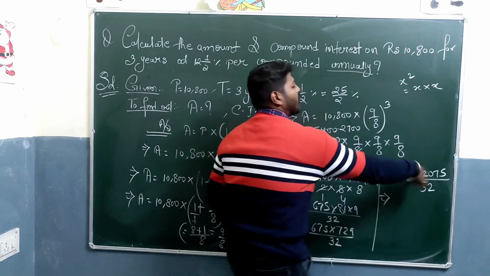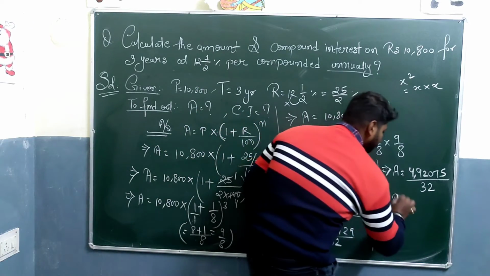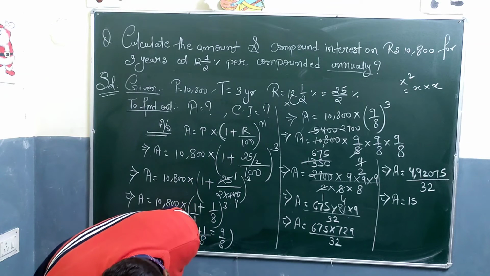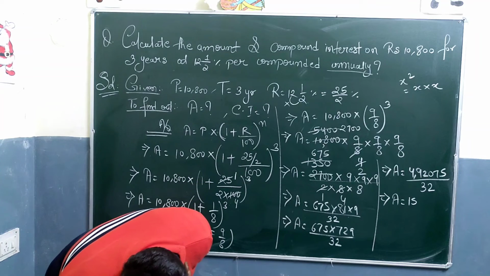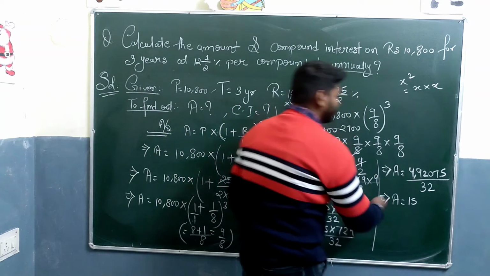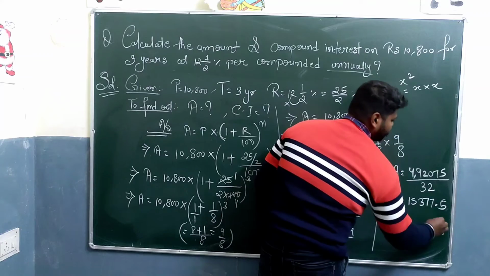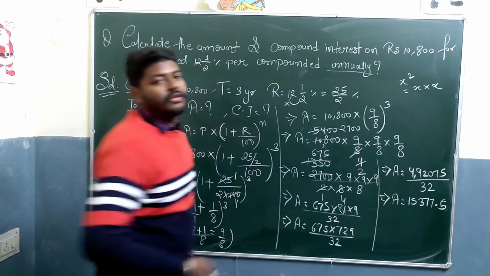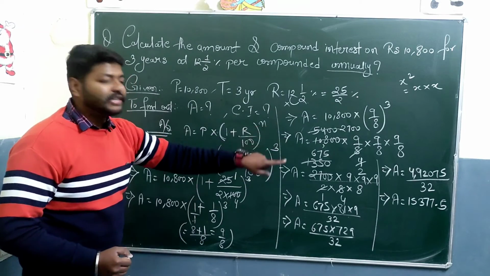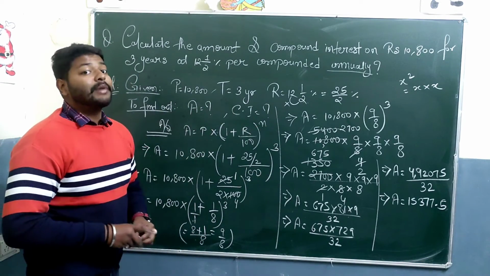On dividing the numerator by the denominator, we get the amount is equal to 15,377.5. So we got the amount, but we have not yet calculated the compound interest.